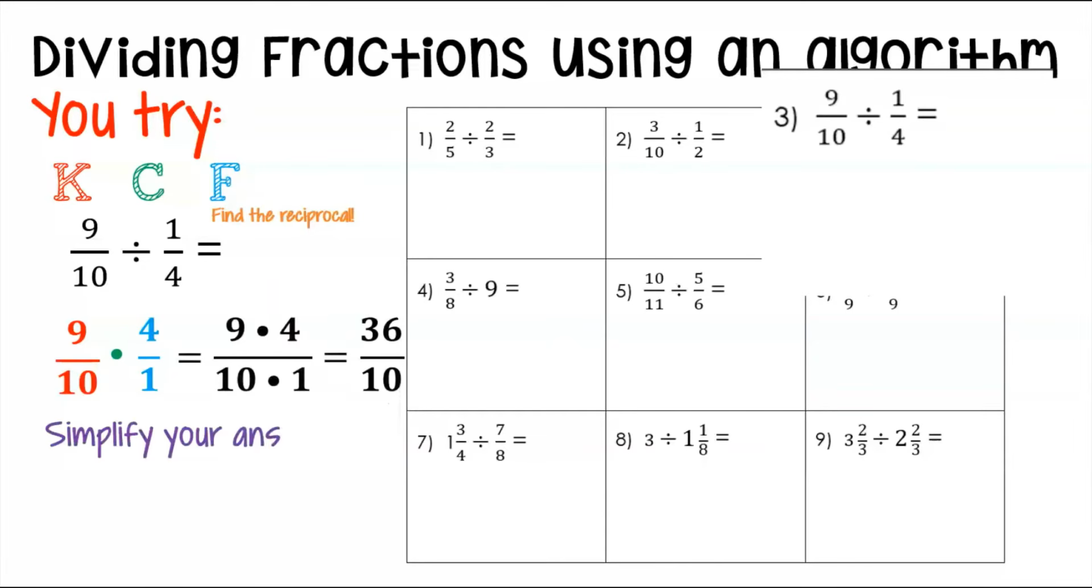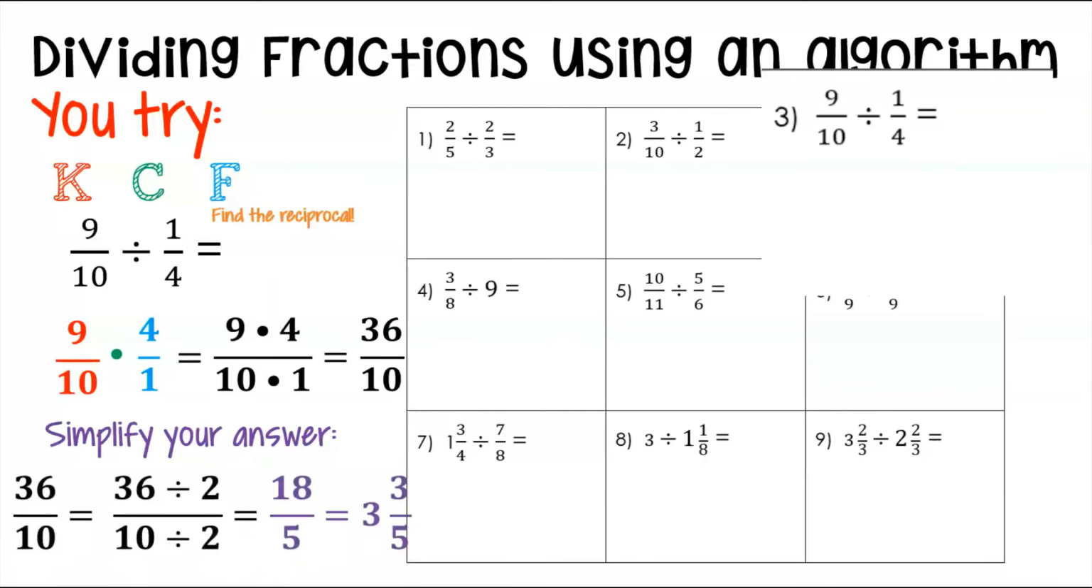Don't forget to simplify your answer. We know that 36 and 10 share a factor of 2, so we divide by 2 on the top and the bottom, leaving us with 18/5, which can also be written as 3 3/5. Remember, I will accept either of those answers, but you need to make sure that you can recognize either of them if you're given a multiple choice question.